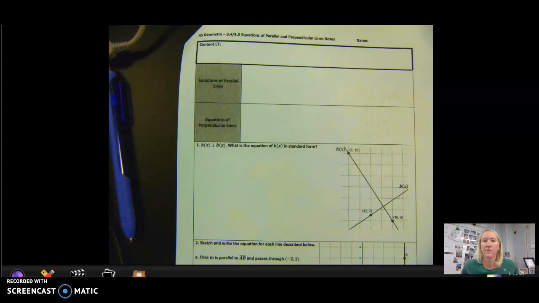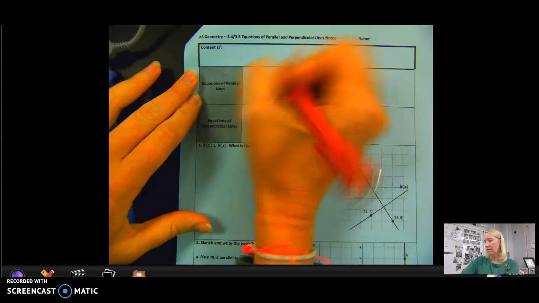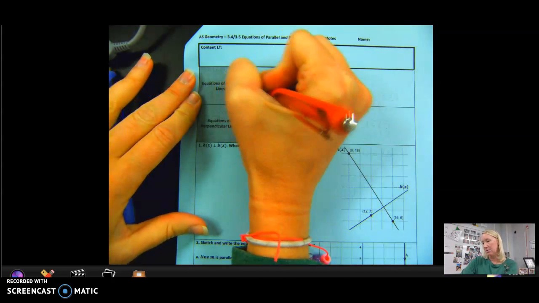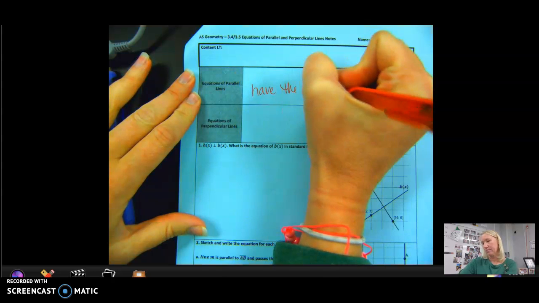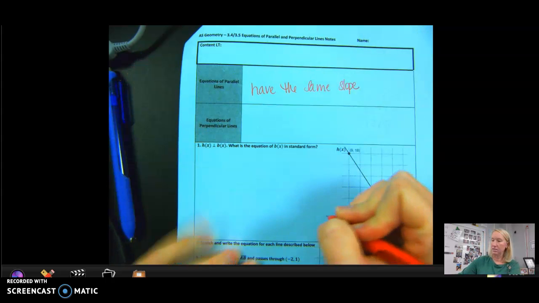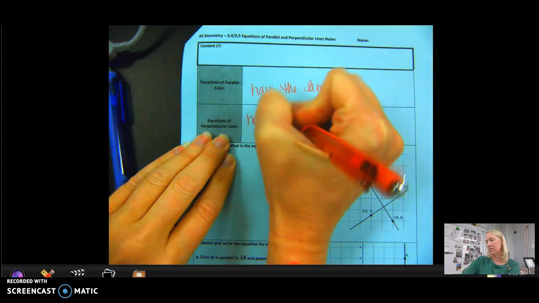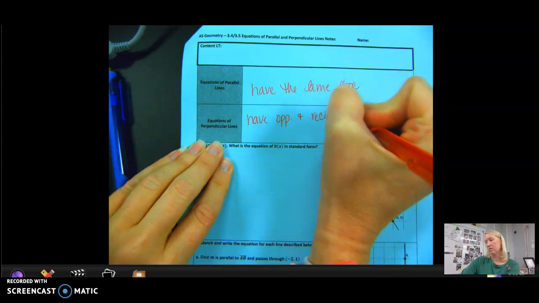Now we're going to get more specific on parallel and perpendicular lines. So here are your 3, 4, 3, 5 notes. Okay, so equations of parallel lines. Parallel lines, and I mentioned this earlier in an earlier recording, they have the same slope. Equations of perpendicular lines. So perpendicular lines have opposite and reciprocal slopes.